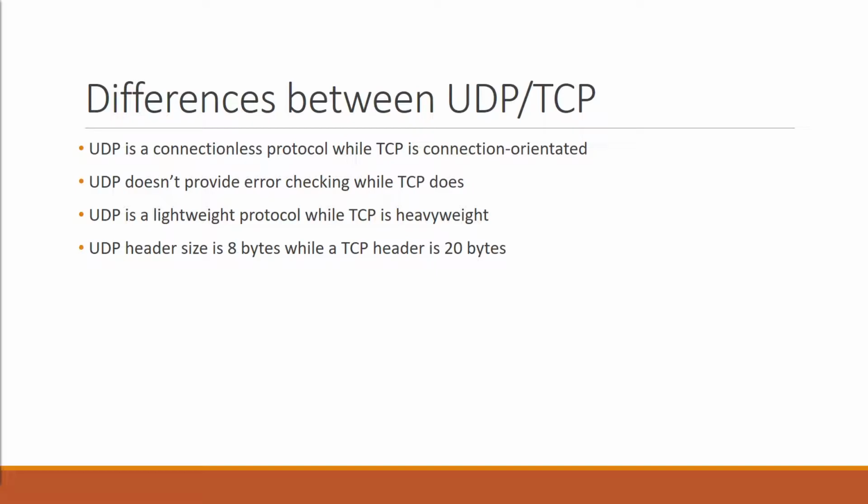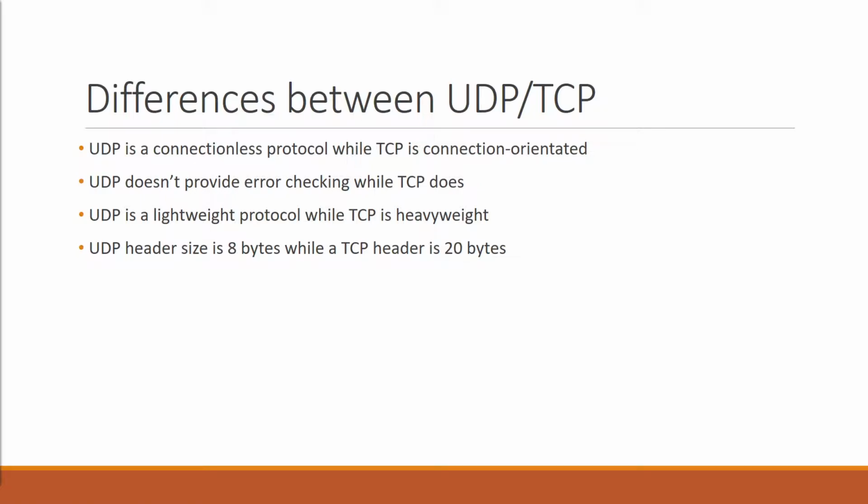The differences between UDP and TCP. UDP is a connectionless protocol, while TCP is a connection-based or connection-oriented protocol. Remember, TCP does the acknowledgement, three-way handshake, sequences, and requests to set up a connection, while UDP just kind of sends it and hopes it gets there. UDP doesn't provide error checking, while TCP does. This is a big function for TCP: retransmission of data. We want our data to arrive correctly, and this does come at a cost, it being a little bit heavier, where UDP is a lightweight protocol and TCP is heavyweight.